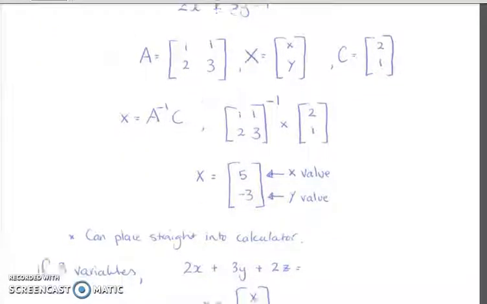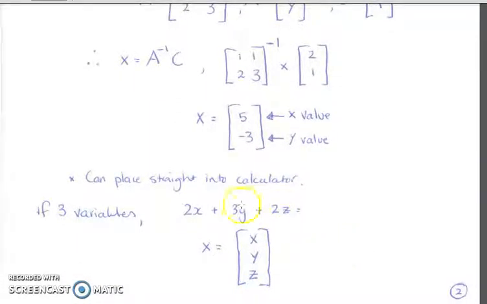If we had 3 variables, here's an example, 2x plus 3y plus 2z, we can do the same with x, y, and z. Now, if one of the simultaneous equations, for example, says 2x plus 2z, we've got 0y. You actually still put the value 0 into your matrix.